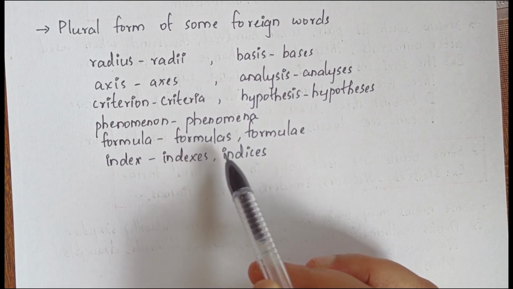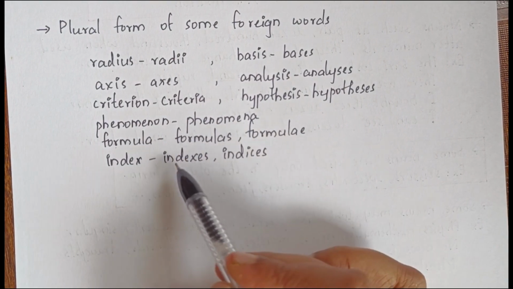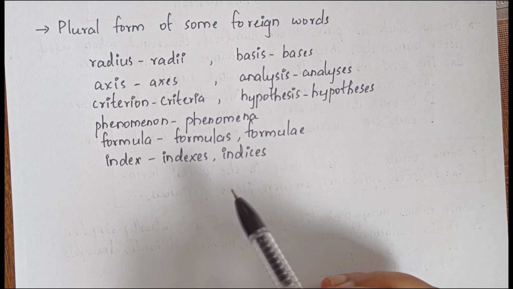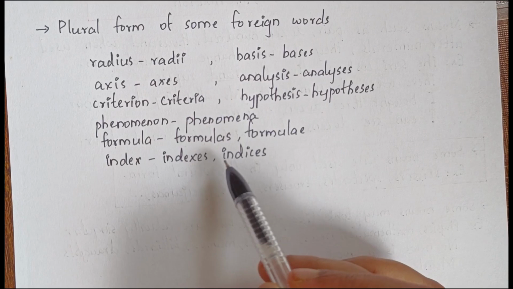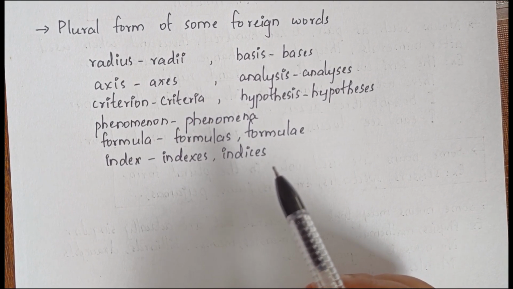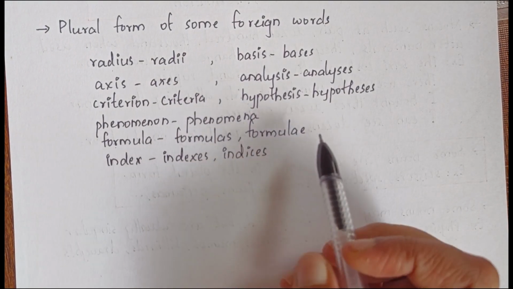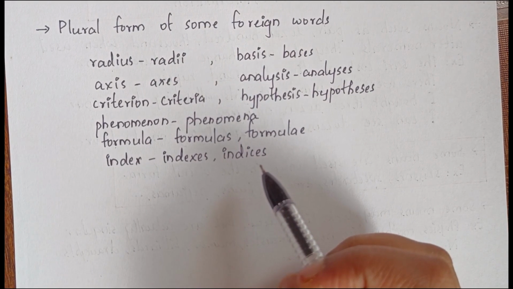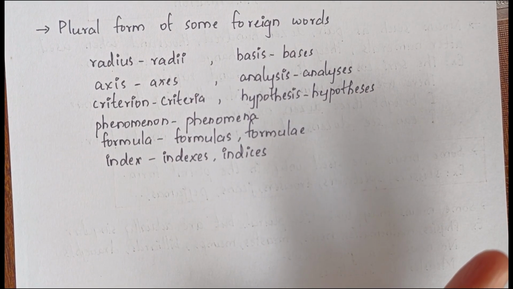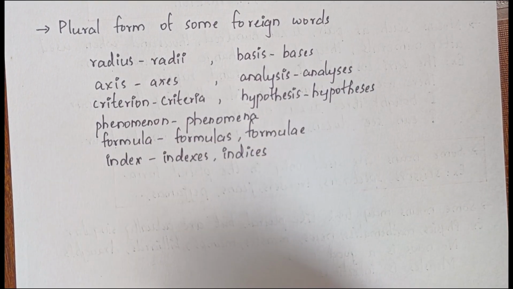And for index, it is either indexes or indices. So actually the meaning of indexes and indices is different. Indexes means the contents of a book, written in order and all. And indices means something we use in mathematics, power. So you need to be familiar with the vocabulary also, because more questions are coming from the vocabulary part nowadays in the English language part of all exams.